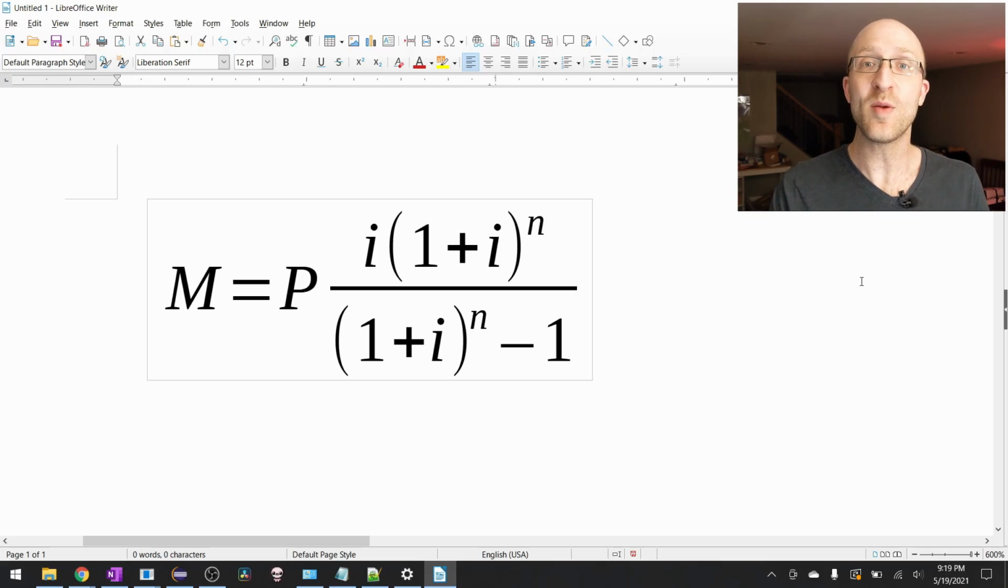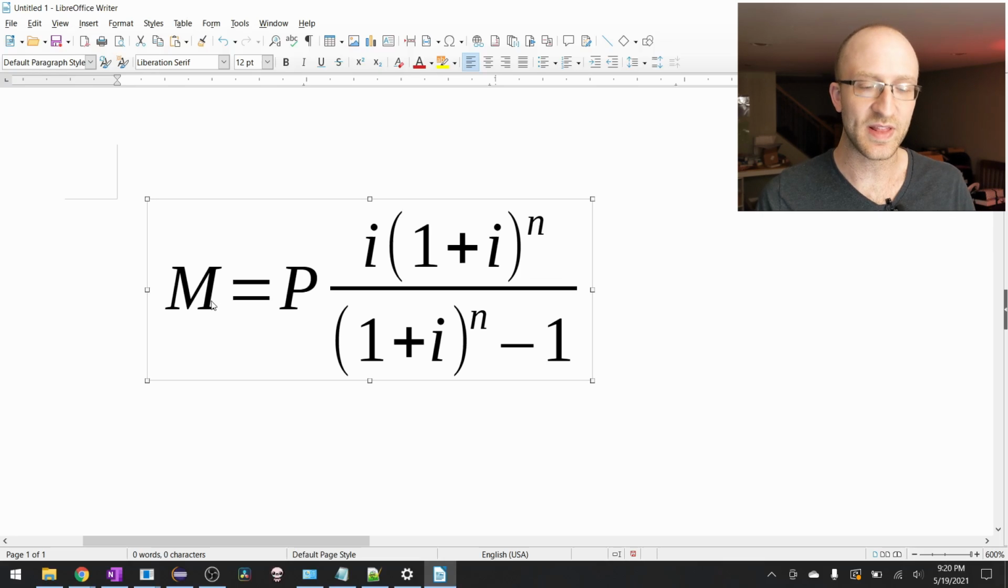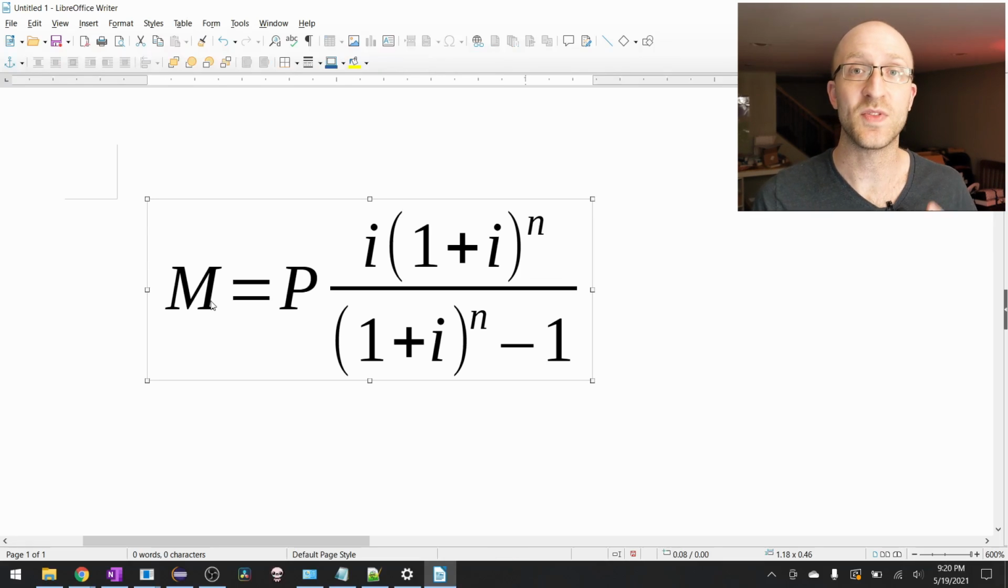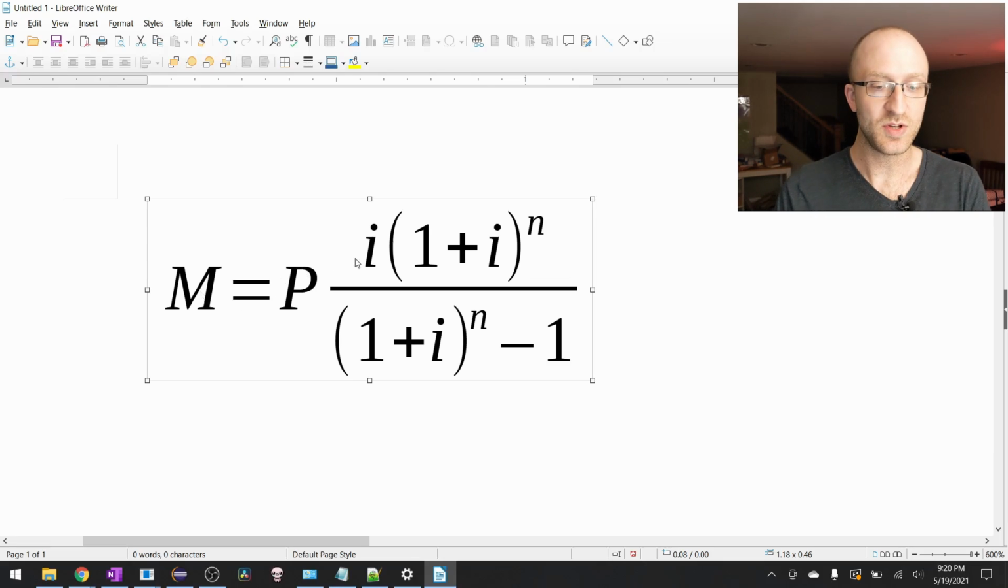Here it is. Now, I know it might look a little bit scary, but I promise it's not so bad. Once you understand what all of these letters stand for, it's really not all that complex. So M here, this capital M on the left, is going to be our monthly payment amount. This is what we're going to try and generate. And we're going to calculate that monthly payment amount using this formula.